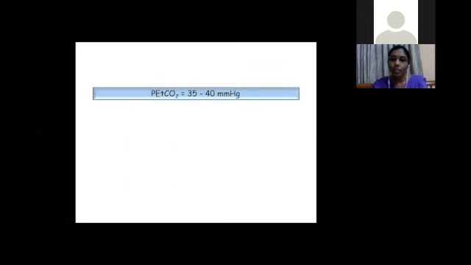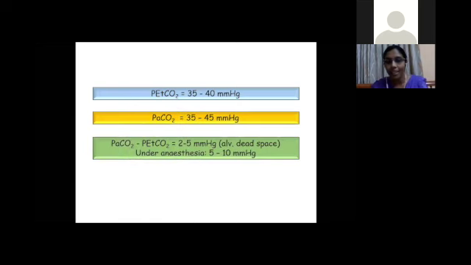So the normal ETCO2 is 35 to 40. What we are measuring is actually the alveolar gas concentration of carbon dioxide. But what is present in arterial blood is slightly higher. The normal PaCO2 is 35 to 45 millimeter mercury. The gradient between the arterial and the end tidal concentration is around 2 to 5 millimeter mercury, and this is because of the alveolar dead space. Under anesthesia, it can increase to 5 to 10 millimeter mercury because there's some decrease in cardiac output with induction of anesthesia.